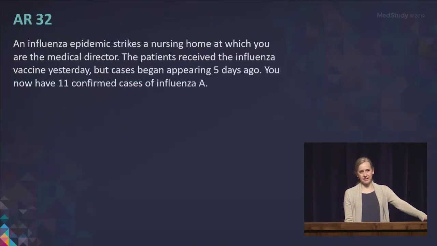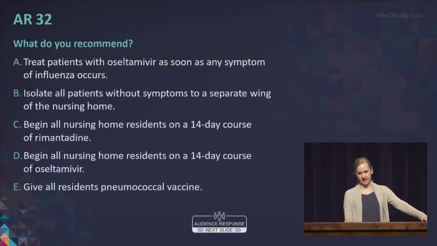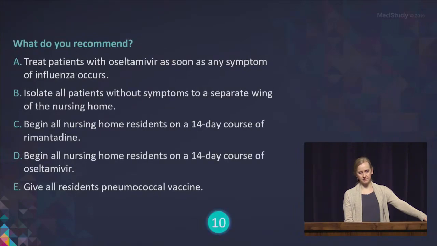Number 32, this is another infection control question. An influenza epidemic strikes a nursing home at which you are the medical director. The patients received the influenza vaccine yesterday, but cases began appearing 5 days ago. You now have 11 confirmed cases of influenza A. What do you recommend?